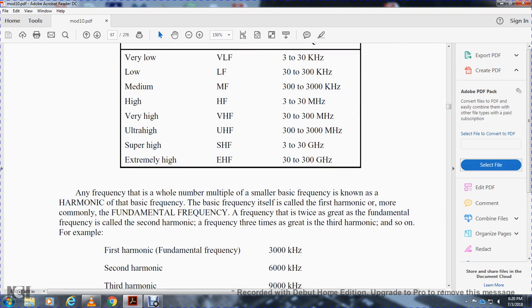A frequency that is a whole number multiple of the basic frequency is known as a harmonic of the basic frequency. The basic frequency is called the first harmonic, or commonly the fundamental frequency. A frequency twice the fundamental frequency is called the second harmonic. Three times the fundamental is the third harmonic, and so on.